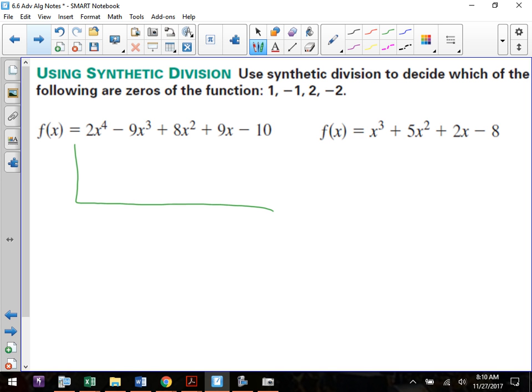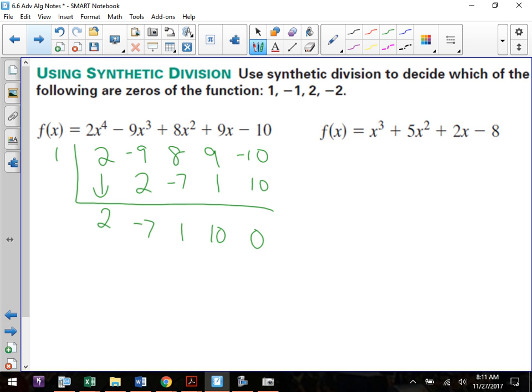Do I need any placeholder? No. Do you remember what your first step was? Yeah, bring down the 2. And then what do you do on the outside? Multiply. What do you do on the inside? Add. Hey, look at that, it's a 0. So I know that 1 is a 0.